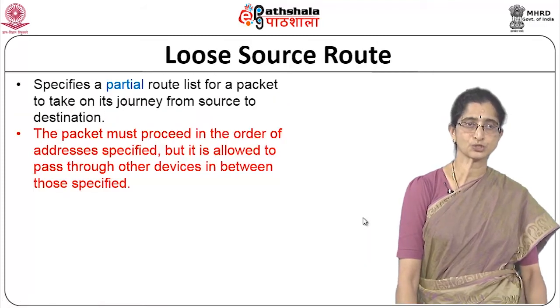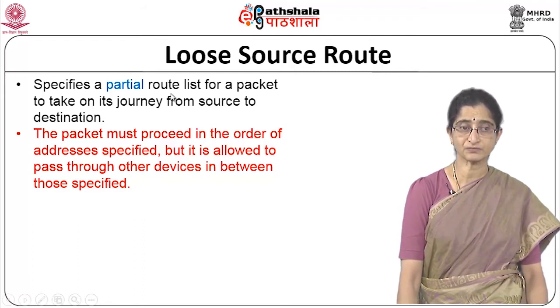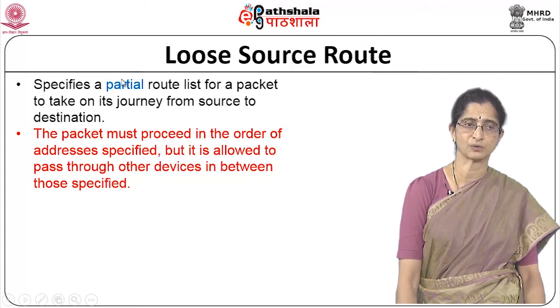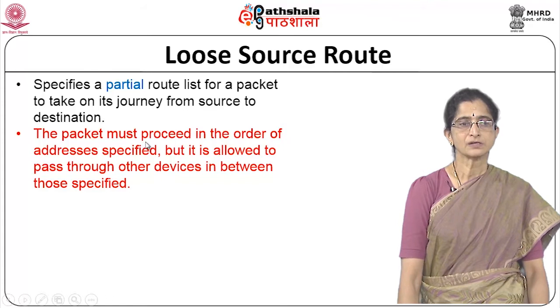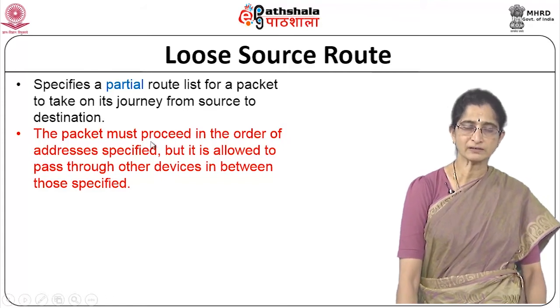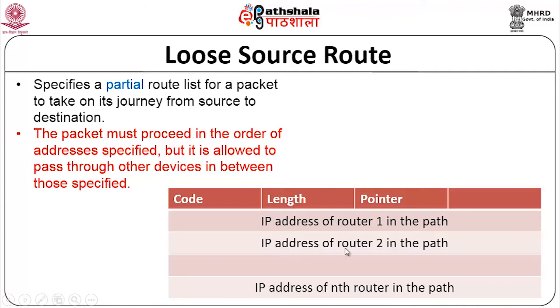So next is loose source routing. Loose source routing, you can say, is a partial route list. It's not a full complete route list, but a partial route list for the packet to take on its journey from the source to the destination. Here, it becomes loose source routing because the packet definitely has to visit the different routers that are specified here, but it is allowed to visit other devices or other routers also when going from one router to another.